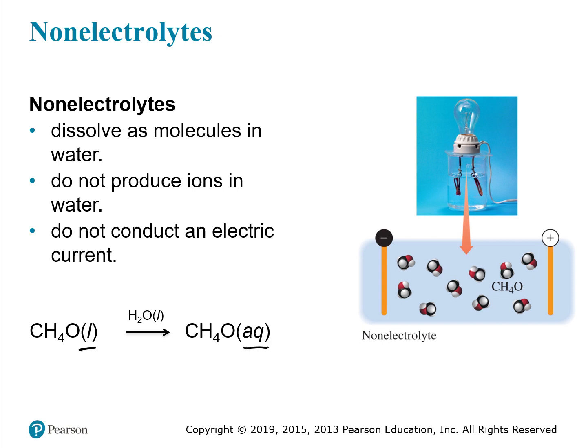So a non-electrolyte could be something like sugar, where you have a solid, table sugar, and then you dissolve it in water. Now it's aqueous. That's another example. But methanol, which we talked about, it's polar. You can absolutely dissolve it in water, but you're not making any ions. So take note of how this dissociation looks.